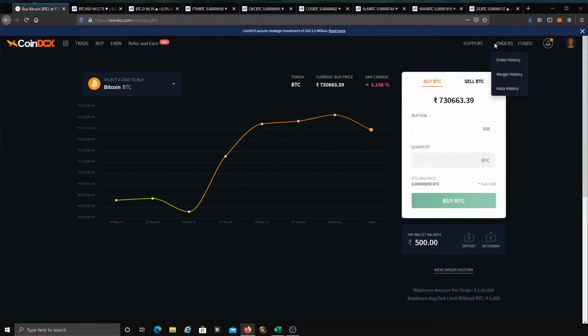So buy your DCX Insta. Okay, so that's what that one is. Over here on orders, your Insta order. This is, I guess, in Indian rupees or something to that extent.